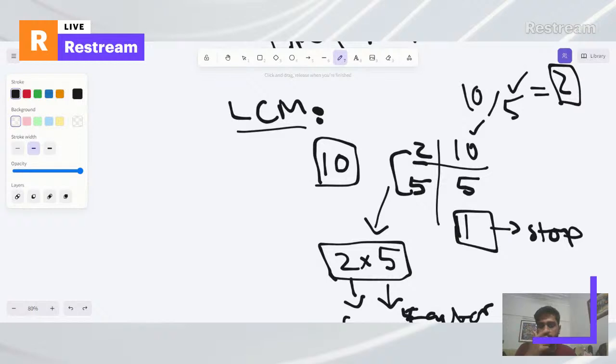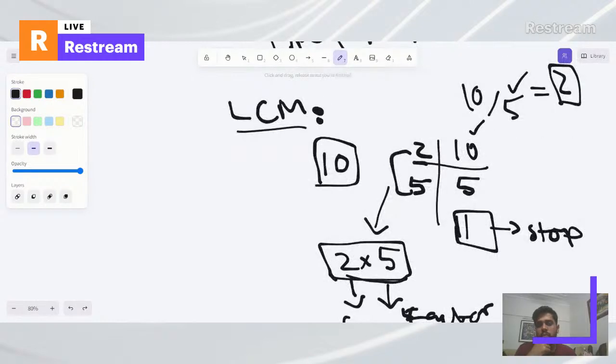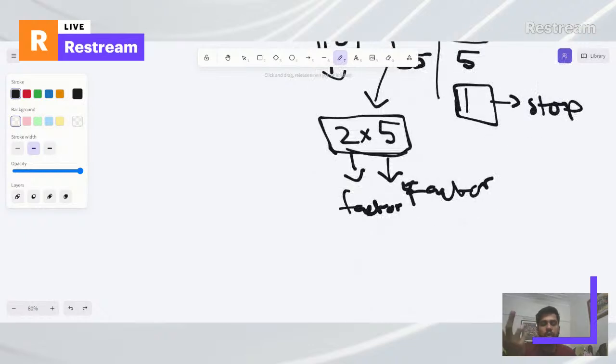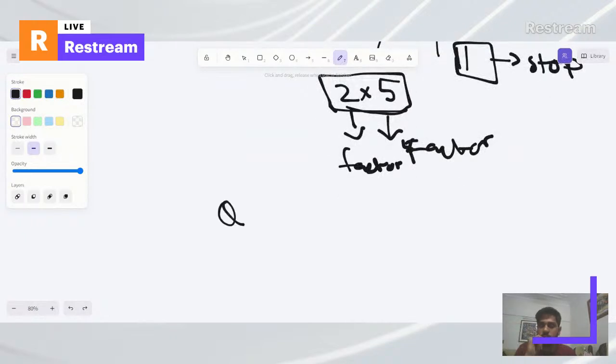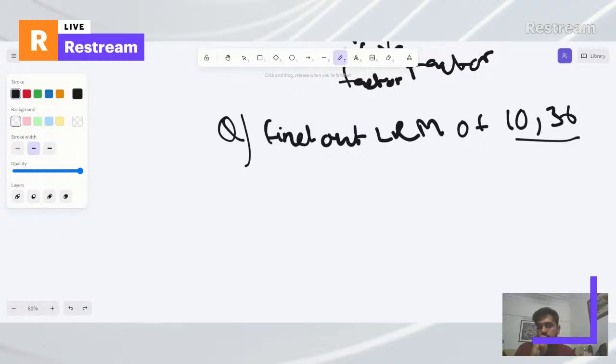And now, what are multiples? The basic concept of multiples comes in when we have more than one number over here. Right now we were just thinking of one. Now if I give you a question to find the LCM, the least common multiple, of 10 and 36, what are we going to do?